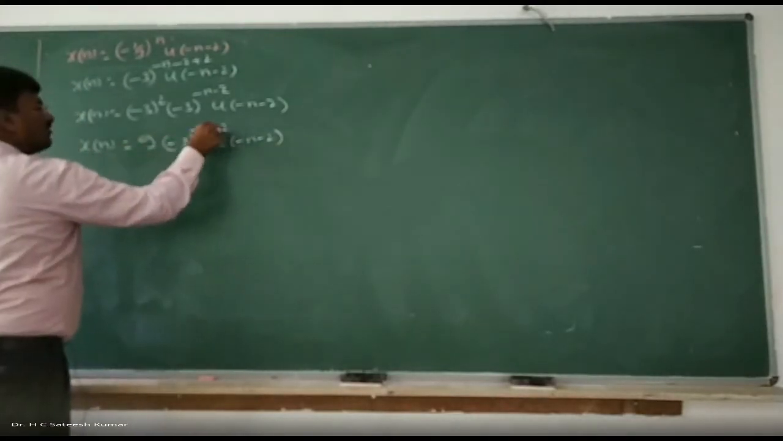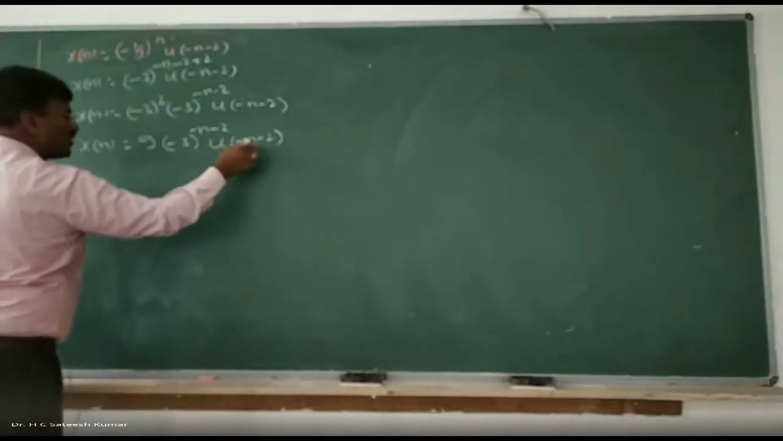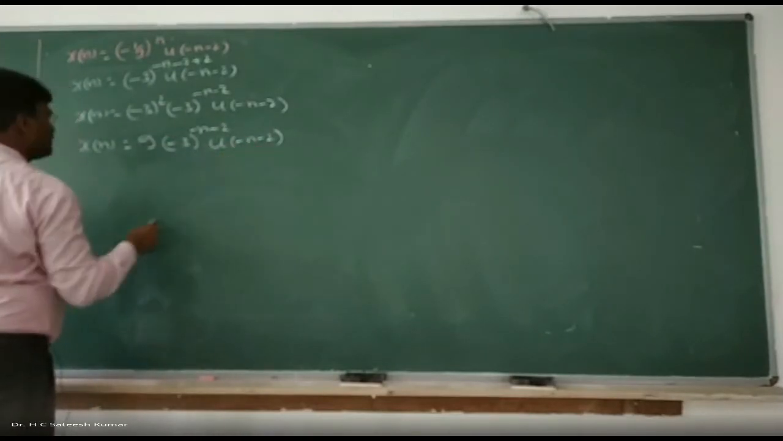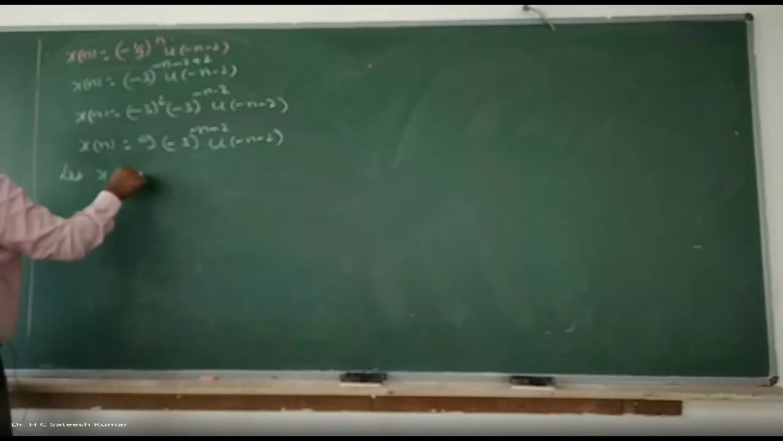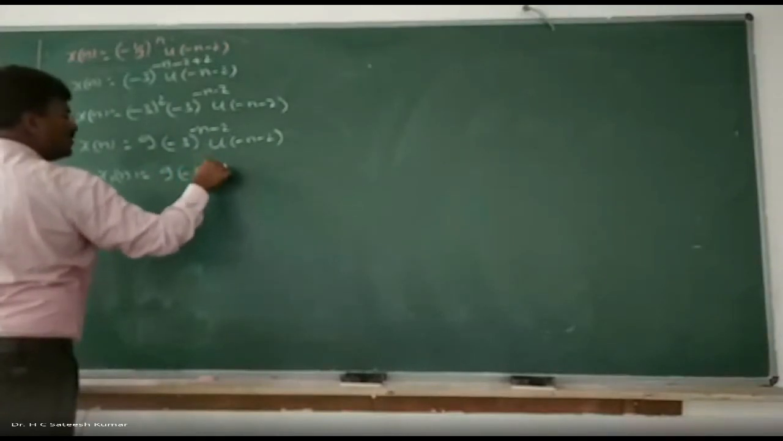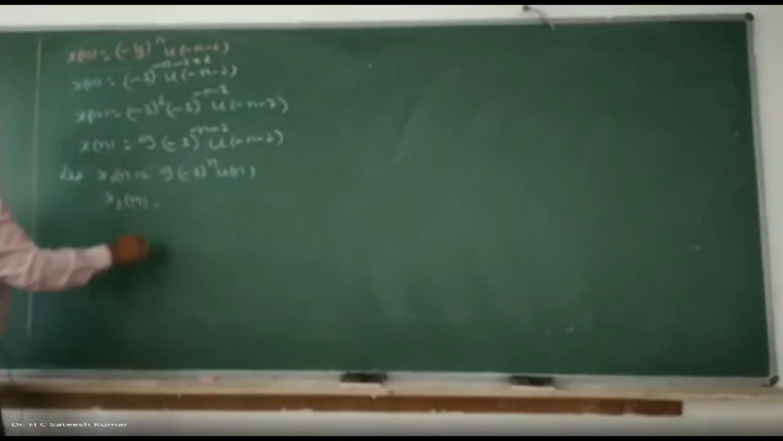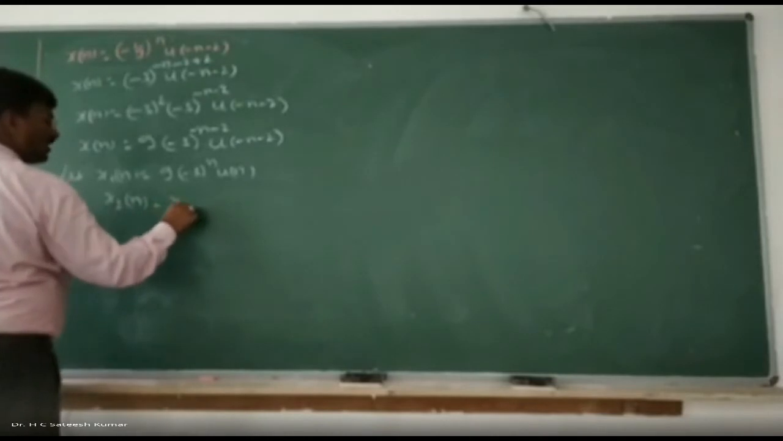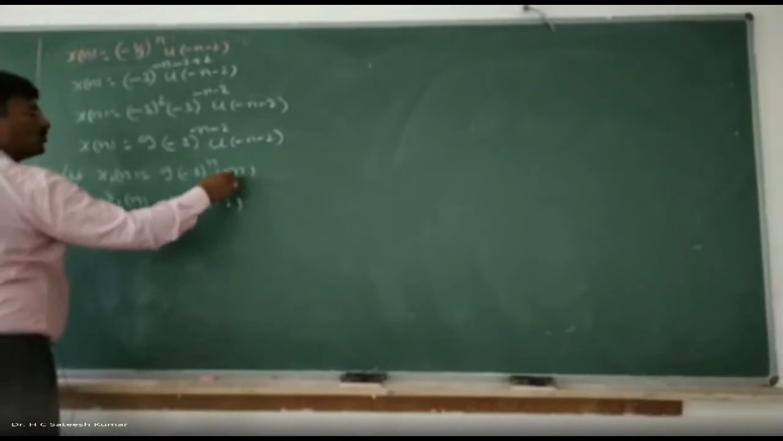This correction for substitution is very, very important because we don't have standard minus and minus. So first what you should do? Shift it. So first you take it in the form a power n into u of n. Let x1 of n is equal to 9 into (minus 3)^n into u of n. x2 of n is equal to what? x2 of n is equal to, shift by 2 units. What will you get? x1 of n minus 2. x1 of n minus 2 means what? (Minus 3)^(n minus 2) into u of n minus 2.